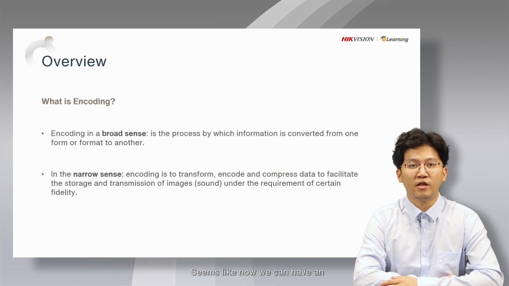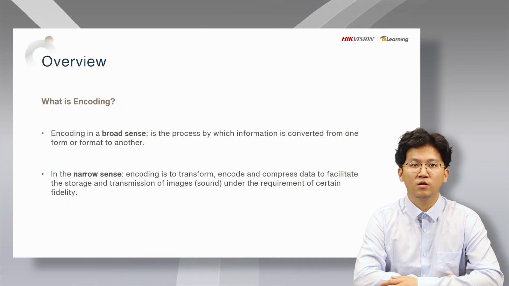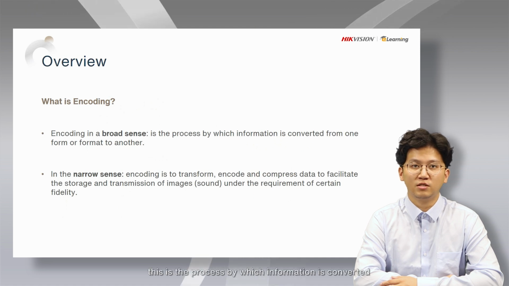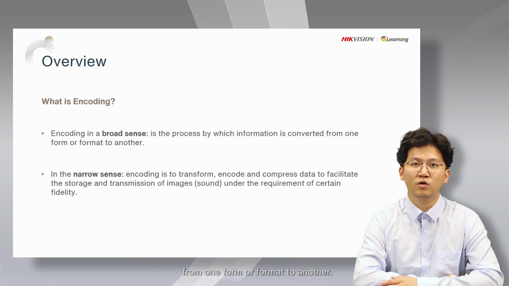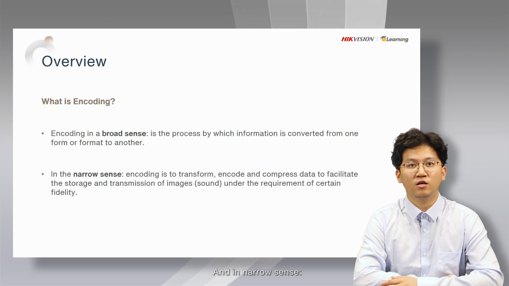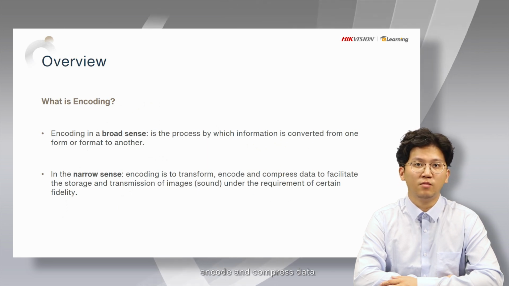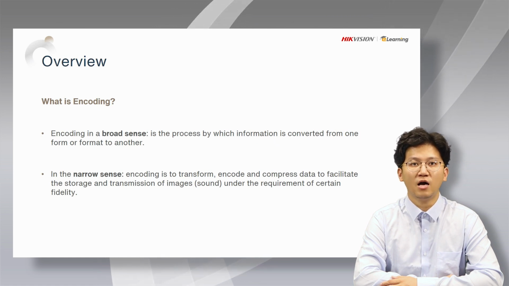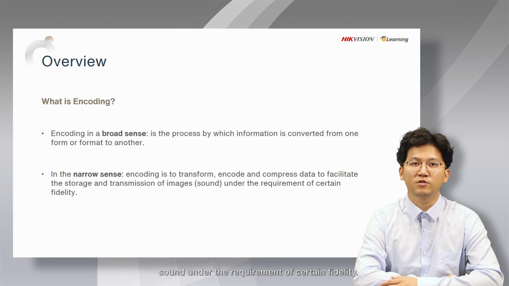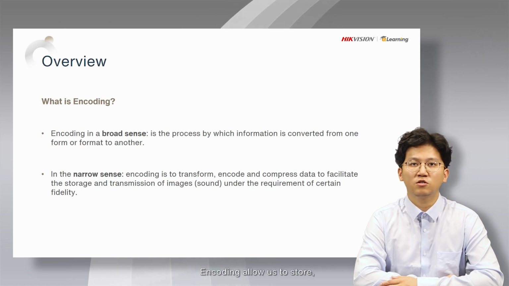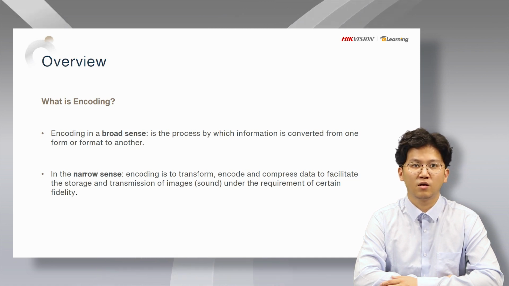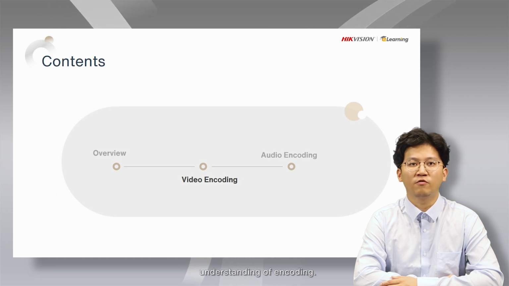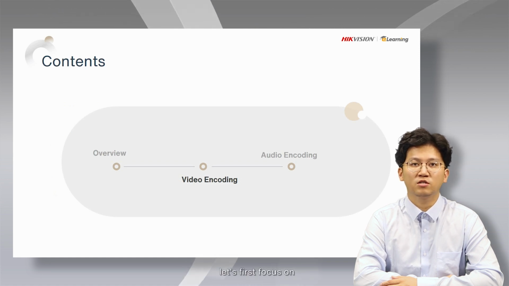Now we can have an explanation of encoding. In the broad sense, it is the process by which information is converted from one form or format to another. In the narrow sense, encoding is to transform, encode and compress data to facilitate the storage and transmission of images or sound under the requirements of certain fidelity. Encoding allows us to store, process, and transfer huge volumes of image data. So we now have a basic understanding of encoding. Then let's first focus on video encoding.